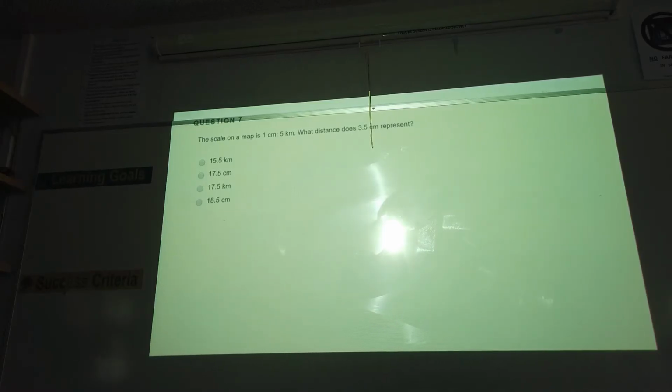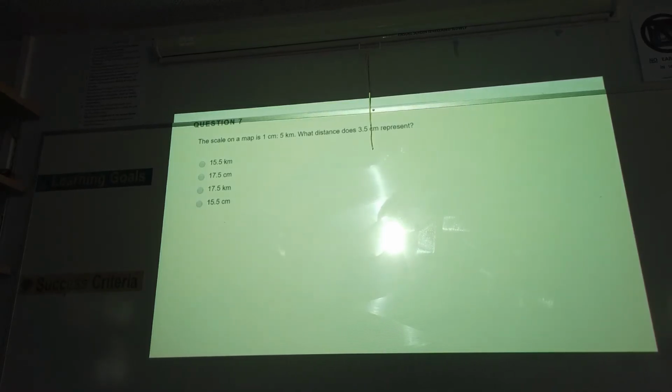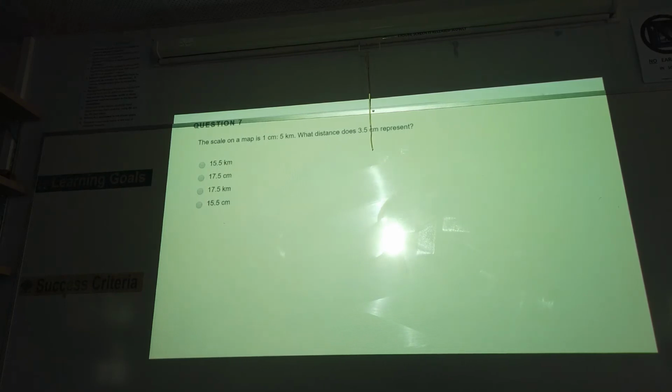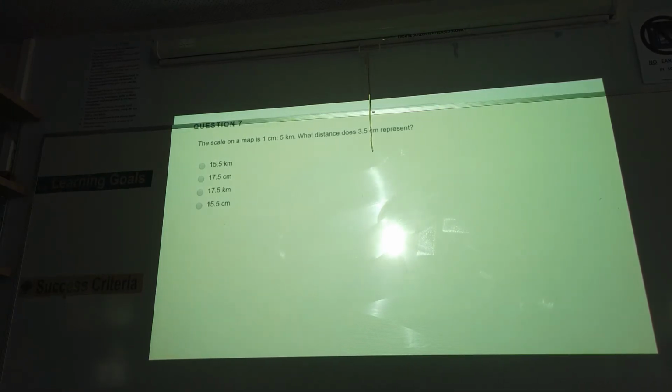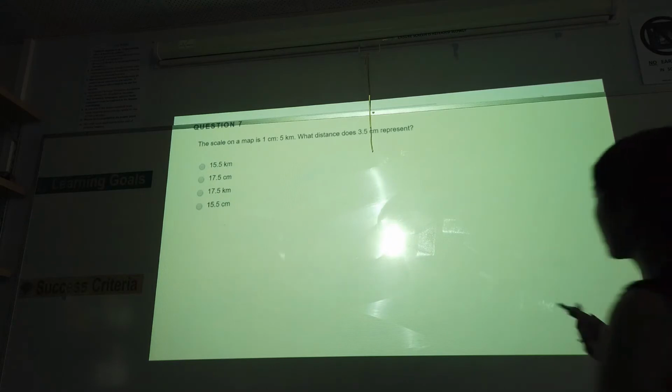Let's have a look at question 7 on mini test 1. The scale on the map is 1 centimeter to 5 kilometers. What distance does 3.5 centimeters represent? Quick revision, what is the definition of scale?